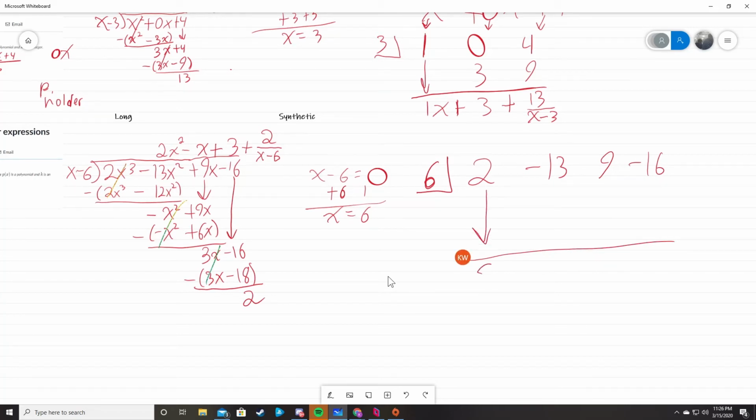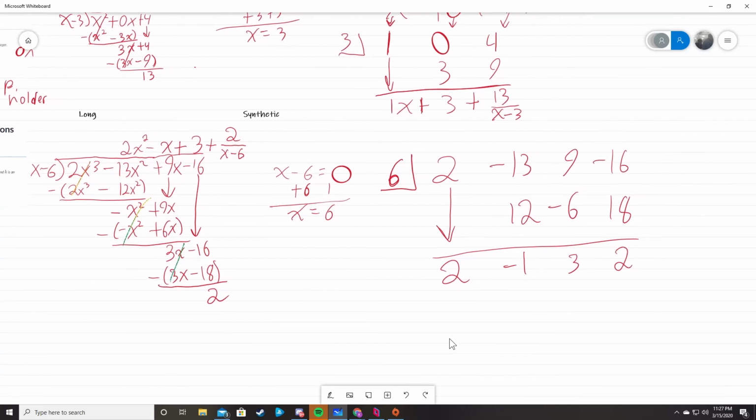So we're going to bring down first off our 2. We got 6 times 2 is what we're going to do. 6 times 2 is 12. That means that it comes up right here. Now negative 13 plus 12 gives us this negative 1. Now we got 6 times negative 1. That's negative 6. 9 plus negative 6 is 3. Now we got 6 times 3. That gives me an 18. And then negative 16 plus 18 is going to give me a 2.